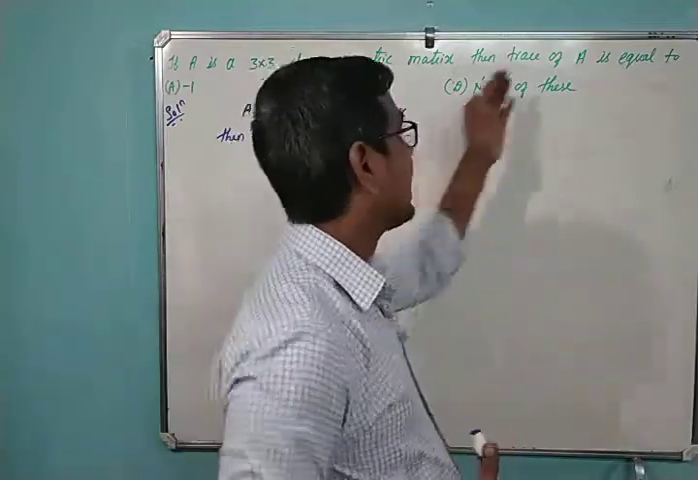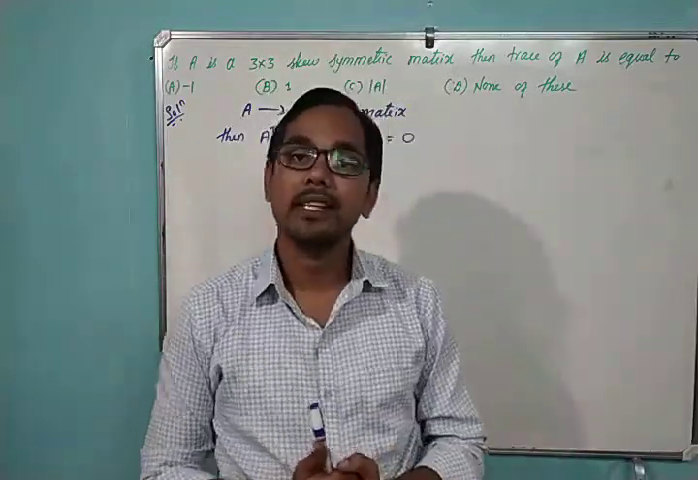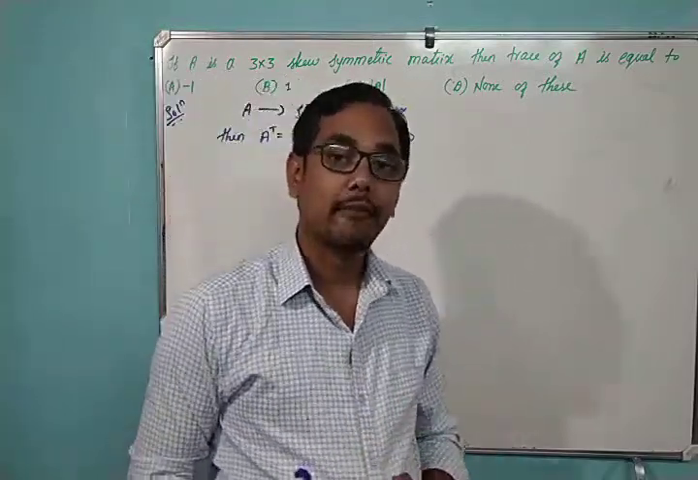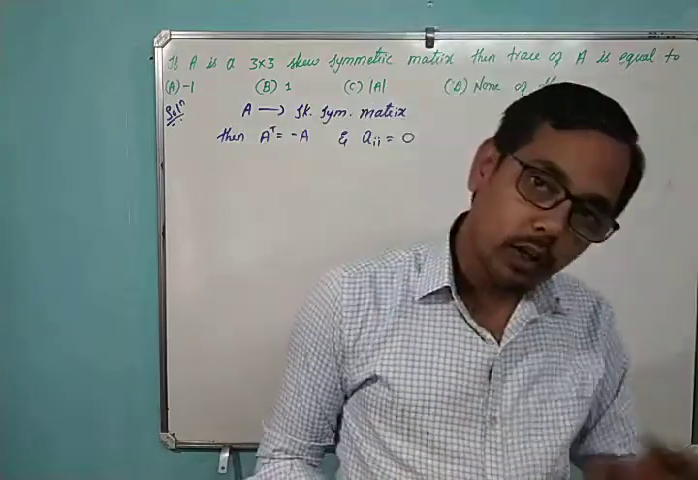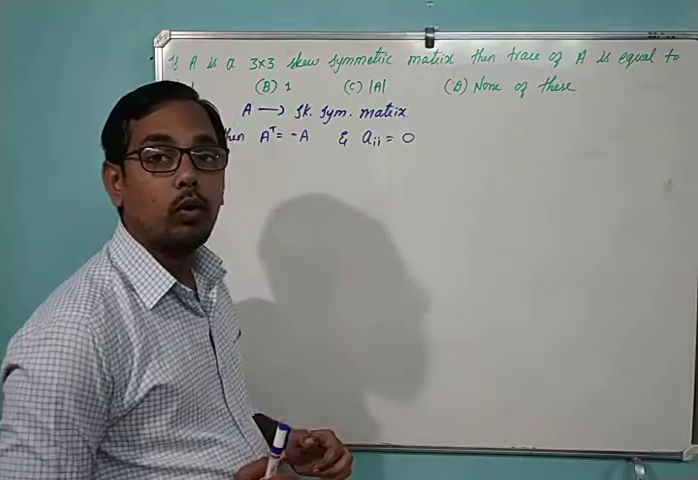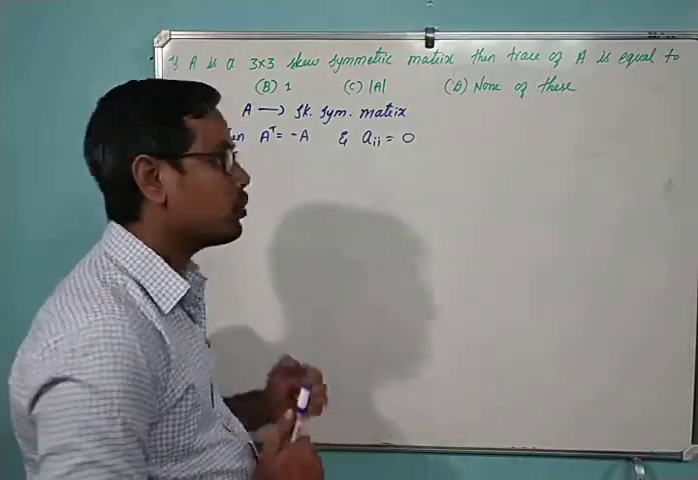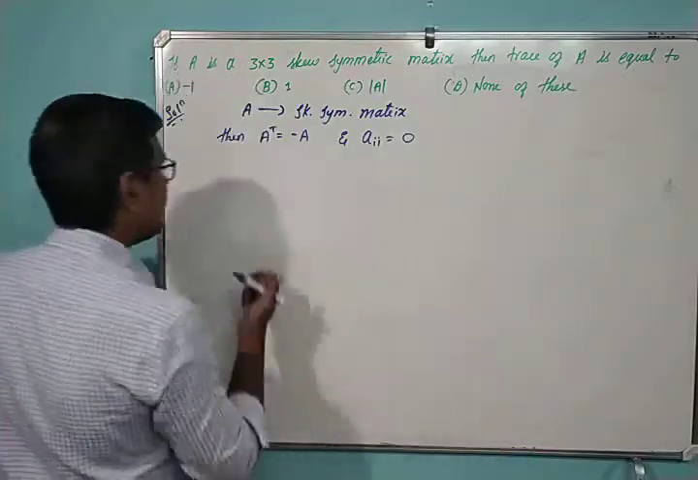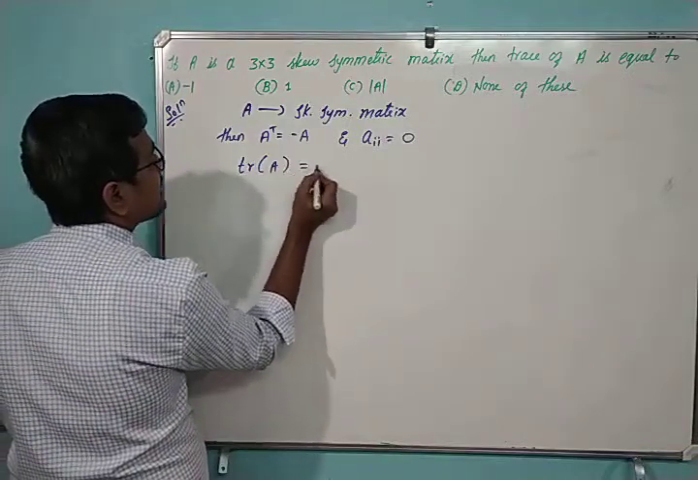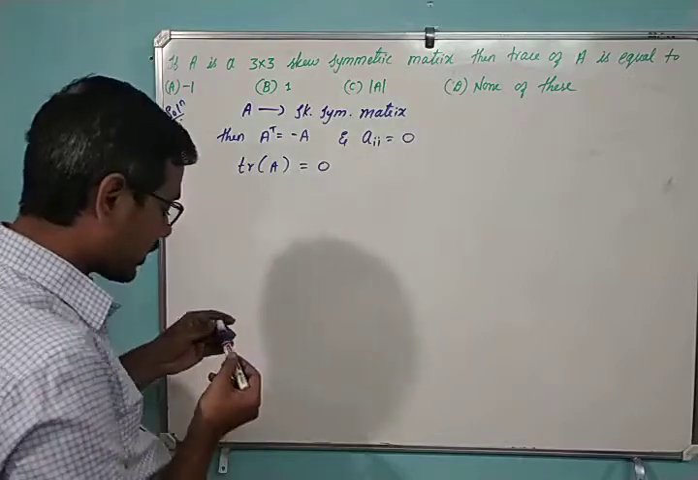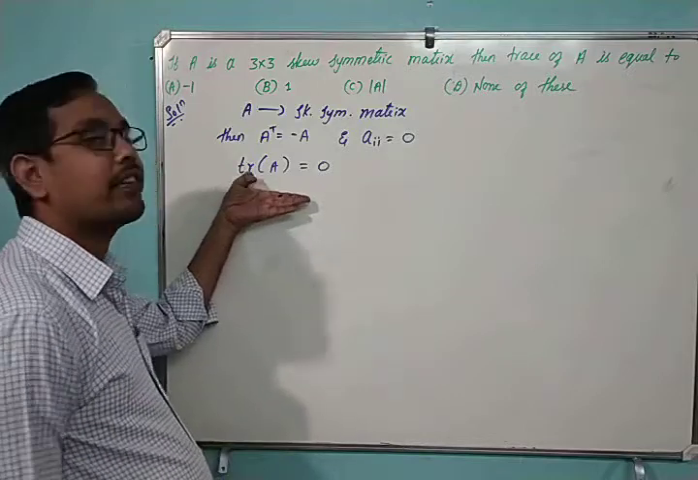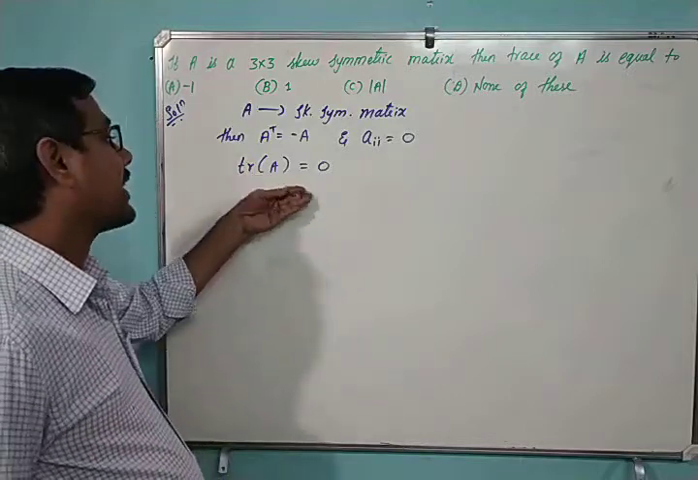Now coming to its trace. If A is a skew symmetric matrix, Aii will be equal to 0. Right? So what is trace? Definition of trace: sum of all elements in the principal diagonal. So when all the elements are 0, what will be their sum? Definitely 0. So I can write trace of A is equal to 0. So what we got is the answer: trace of A is 0. When you reach this point, you decide the answer as 0.